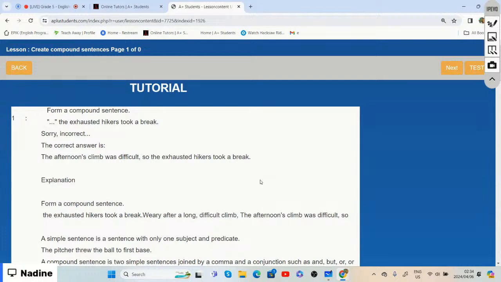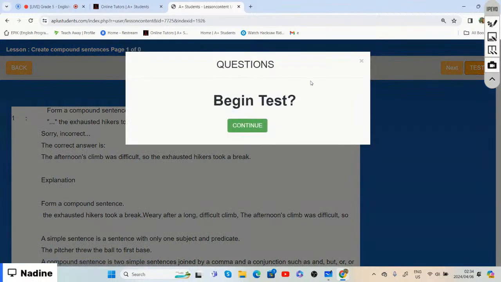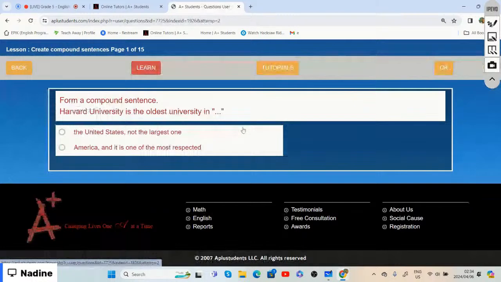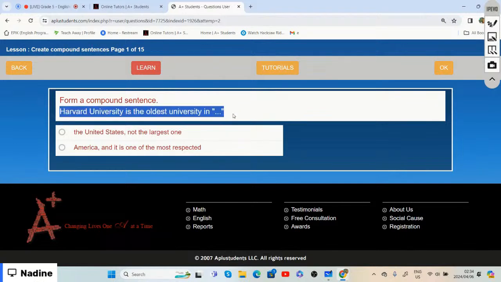All right, let's go to our test. We are going to create compound sentences now. It says you need to form a compound sentence. "Harvard University is the oldest university in." We now need to choose either option 1 or option 2 in order to join it with this, so that we can create a compound sentence.